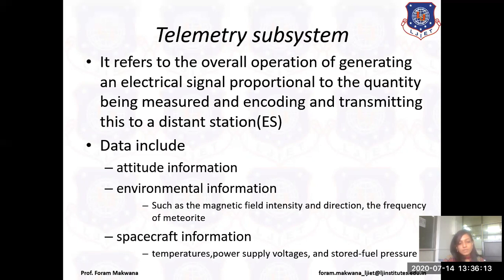Third one, spacecraft information. Spacecraft information is related to the temperatures, power supply voltages, and stored fuel pressure. So these are the data which a telemetry subsystem will transmit in terms of an electrical signal, and also before transmitting it encodes it, and then it transmits it to the earth station.